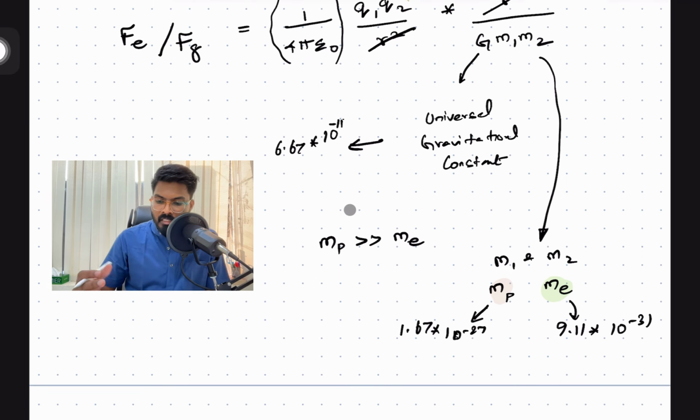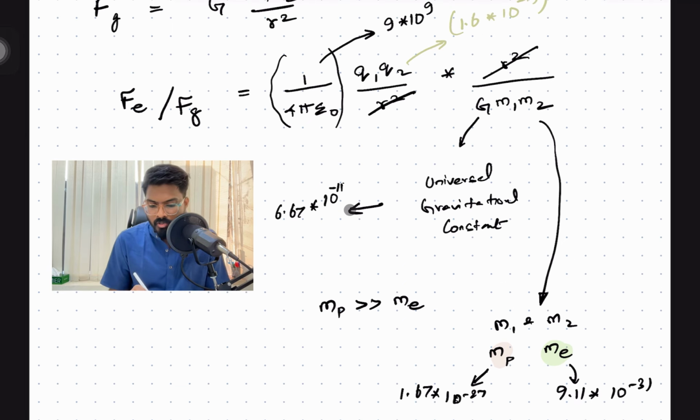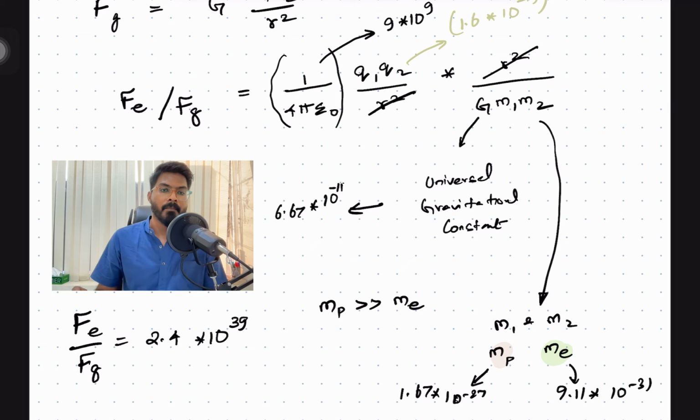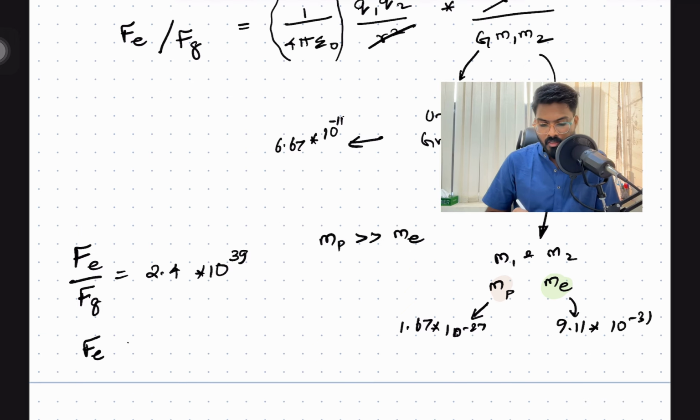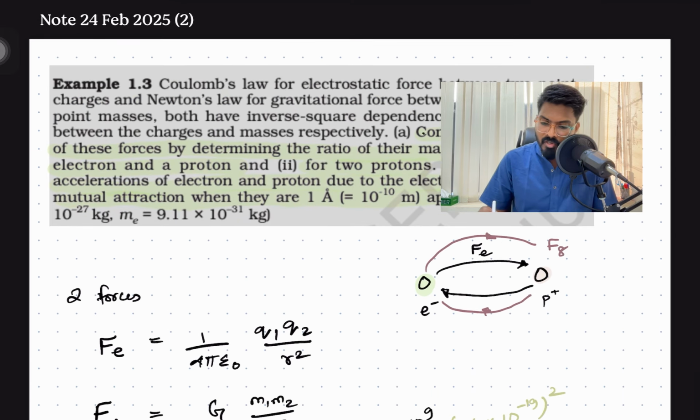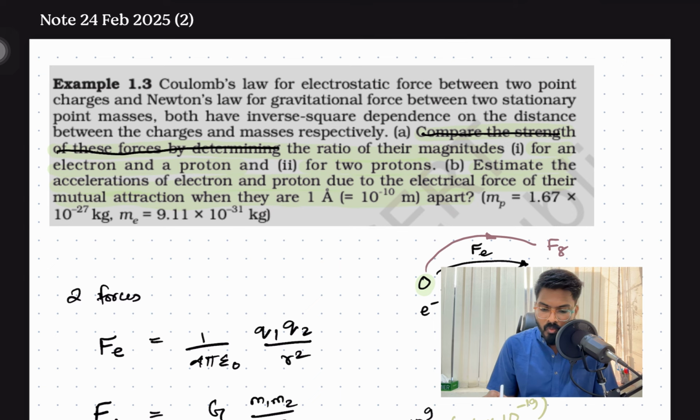So when we substitute all these values in the equation, I'm not going to focus on the actual computation of these values because we already have substituted the required numbers. You get 2.4 into 10 to the power 39. That is the ratio that shows Fe is much greater than Fg. So we have solved the first part of our question.